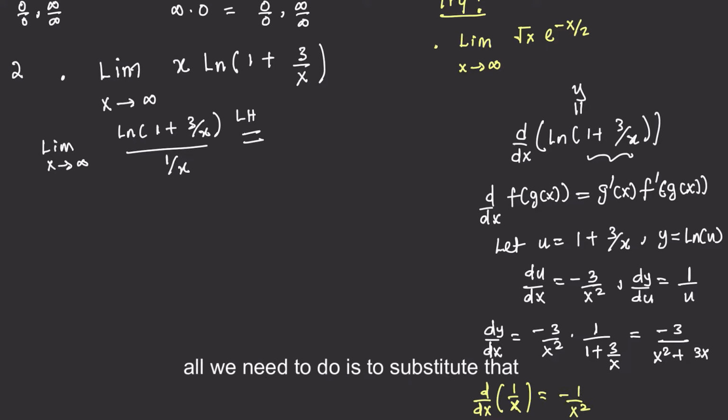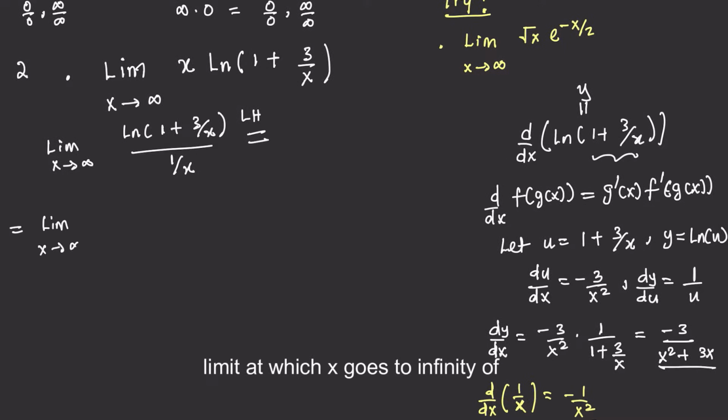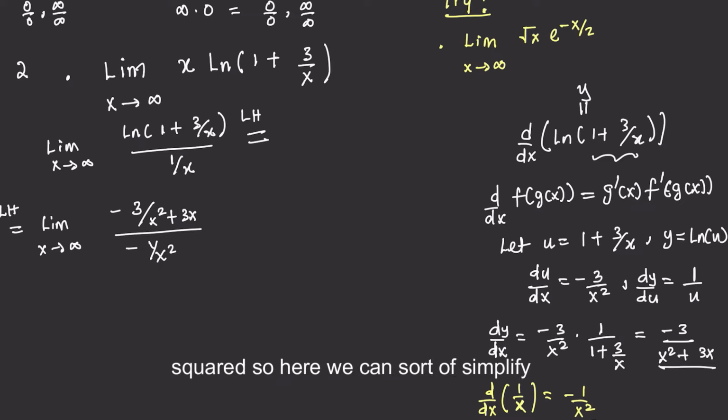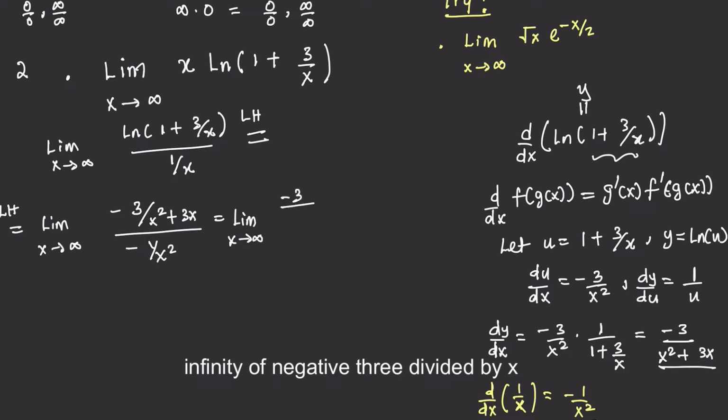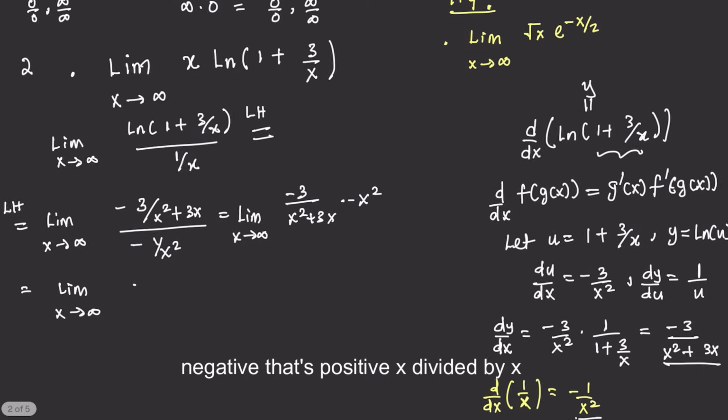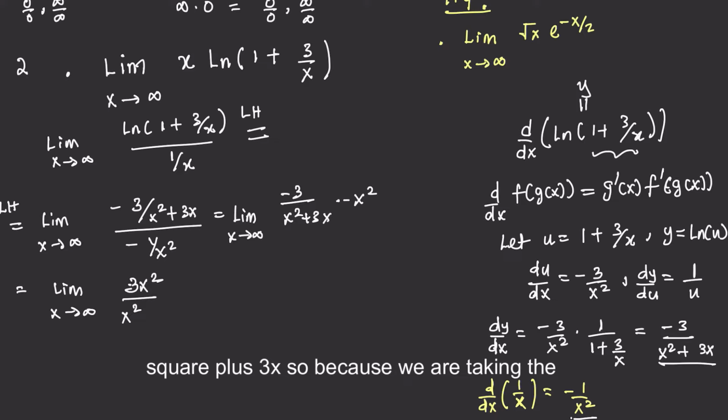So all we need to do is substitute. That means we have the limit as x goes to infinity of negative 3 divided by x squared plus 3x, then divided by negative 1 over x squared. We can simplify this to the limit as x goes to infinity of negative 3 divided by x squared plus 3x, multiplied by negative x squared, because we are dividing. Negative times negative is positive, so we have 3x squared divided by x squared plus 3x.